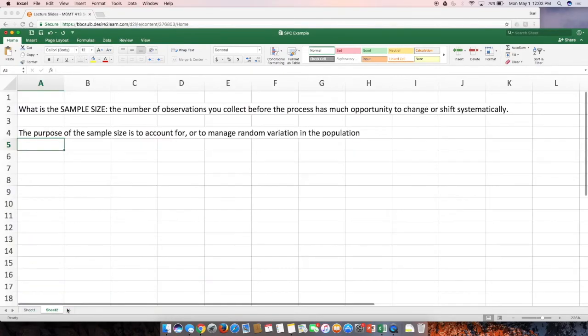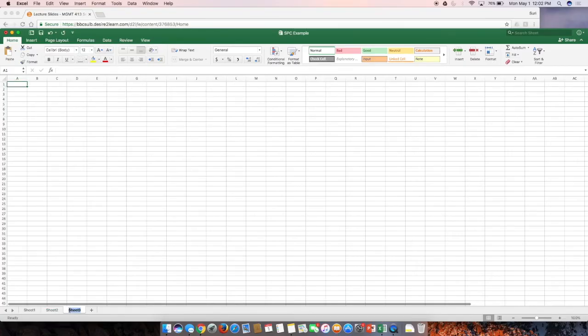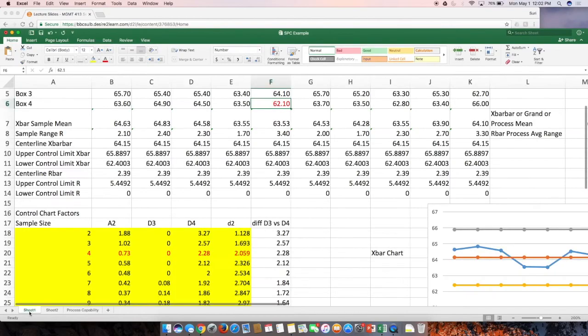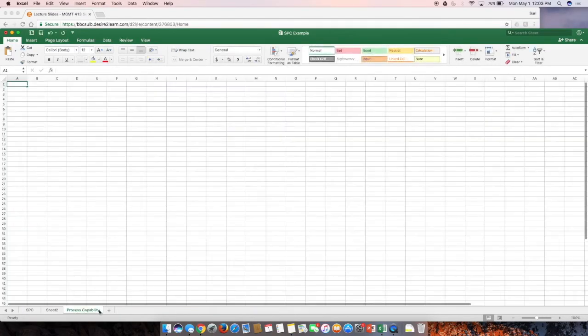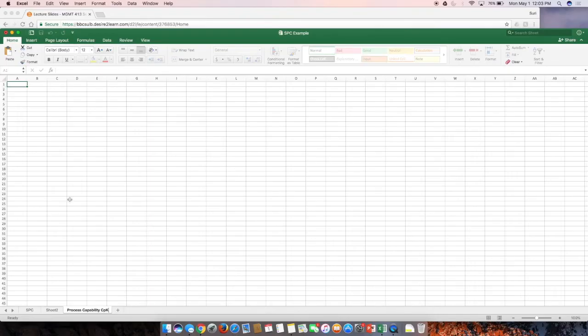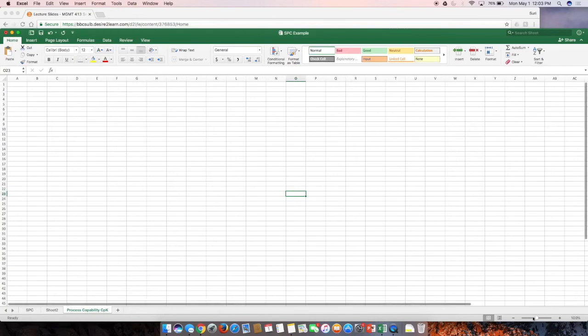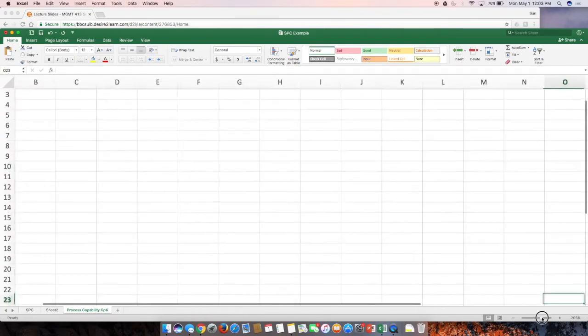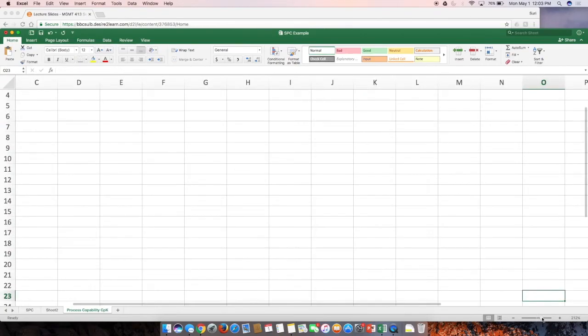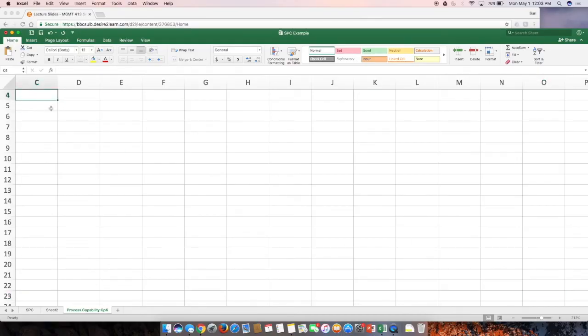So I'm going to create a new sheet here. Call it process capability. And I'm going to go back to my old sheet and call this process control, SPC. The notation for process capability is CPK. Don't ask me why that is. It's always been called CPK. It's like a manual definition or a reference book definition. CPK, that's your symbol for process capability.